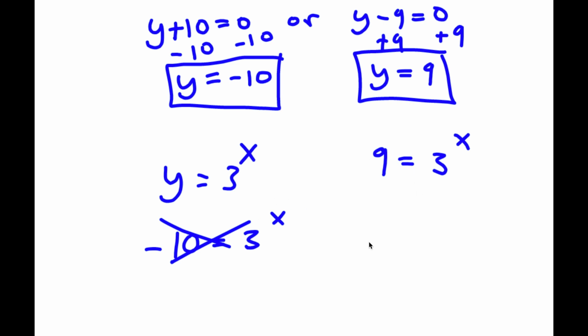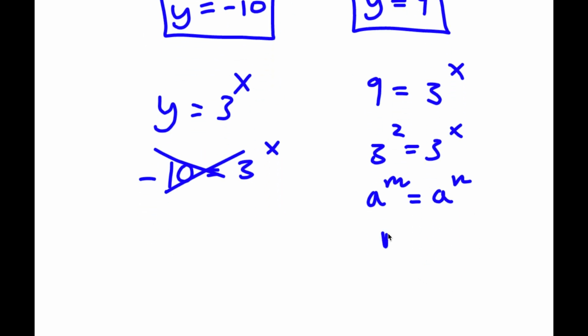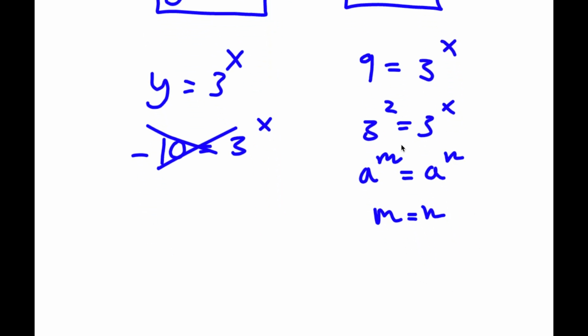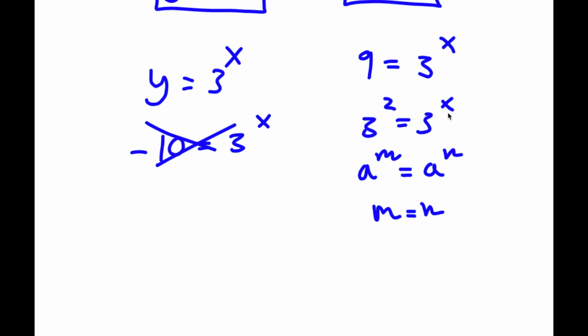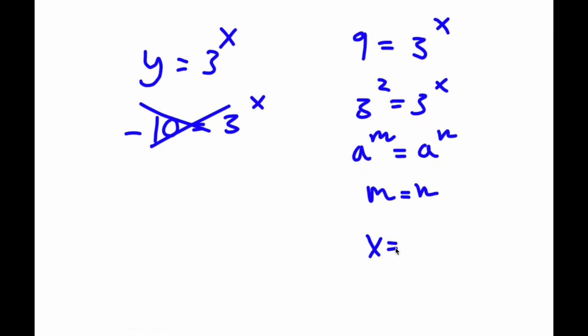And now 9, this is the same thing as 3 squared. So I have 3 squared is equal to 3 to the power of x. And if I have something in the form a to the power of m is equal to a to the power of n, this means that m is equal to n. So if I have 3 to the power of 2 equals 3 to the power of x, this means that x is equal to 2.